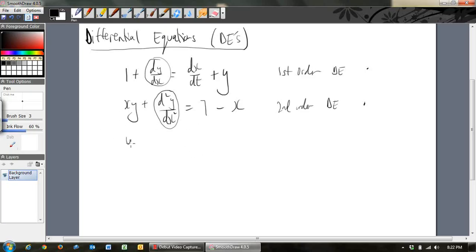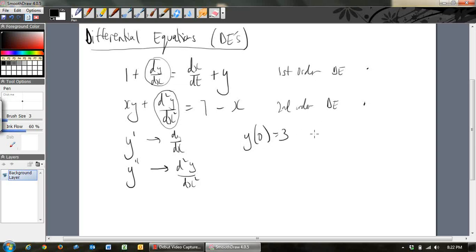Just some other notation before we get into things. The y dash means dy by whatever the variable is, but usually dy by dx. And y double dash refers to the second derivative. If we're talking about x, then it will be d squared y on dx squared. Okay, so that's just a bit of notation.